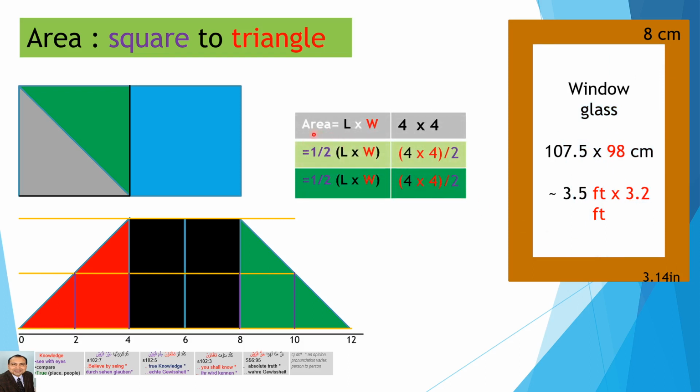Area is length multiplied by width, 1, 2, 3, 4 units. Each unit is 2 centimeters, so this is 4 centimeter. This side is also 4 centimeters, so here area is 16 square centimeter. Area of the red triangle is 4 times 4 is 16 divided by 2, 8 square centimeter, and the green triangle is also 8 square centimeter.